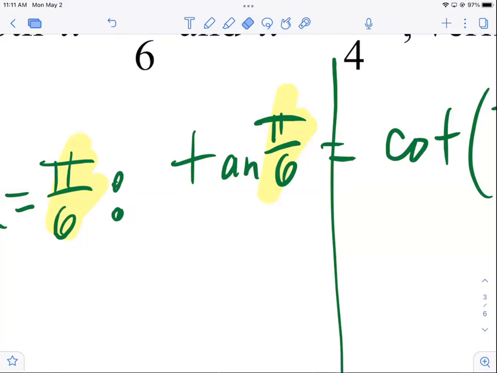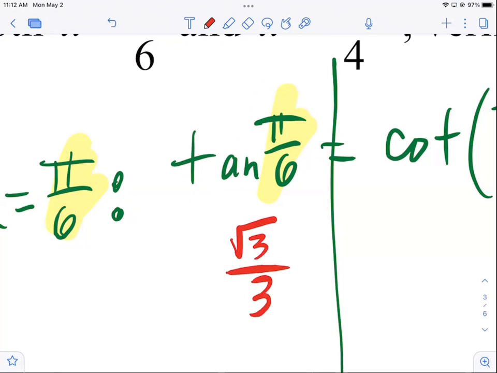So anyway, look at your watch. It's now 11:12. It's unit circle time. Every time is unit circle time. What is tangent of pi 6? That's right. Square root of 3 over 3, right? Very good. Square root of 3 over 3.